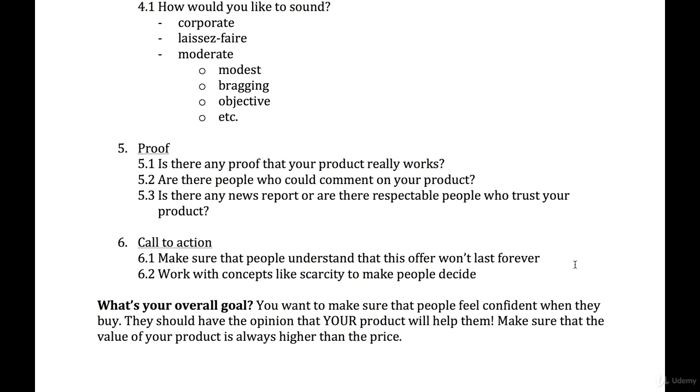When you sell a product, you want to make sure that the price of the product is always lower than the value. Why? Because in the end, if you sell a product which is of lower value than the price, then people feel like they pay too much money. But when the price is lower than the actual value of the product, then of course people say, well, this is an amazing product, but I only paid so little. That was a great deal, and they have no negative feelings about the people or the company behind it.